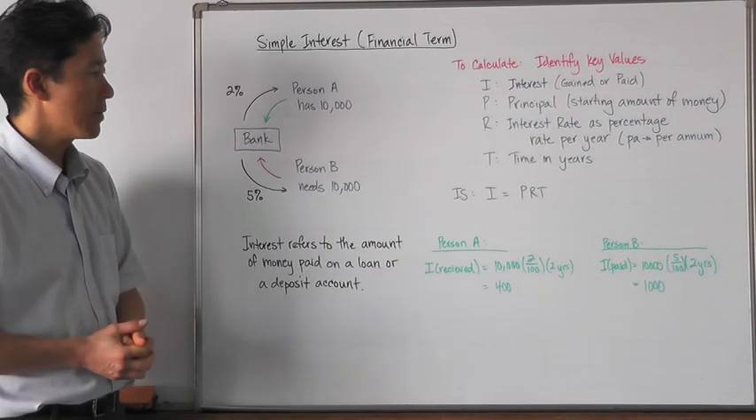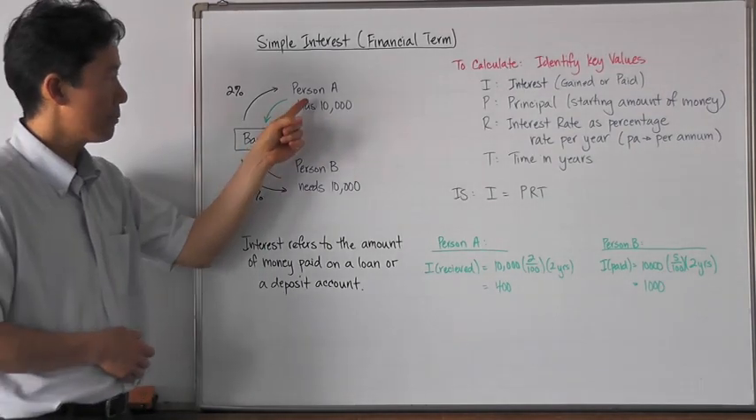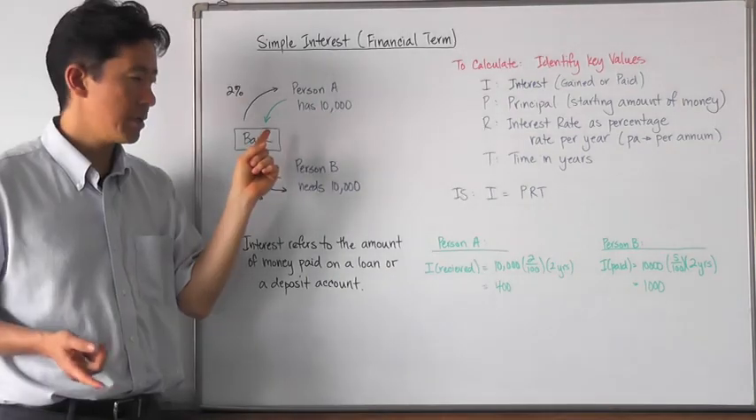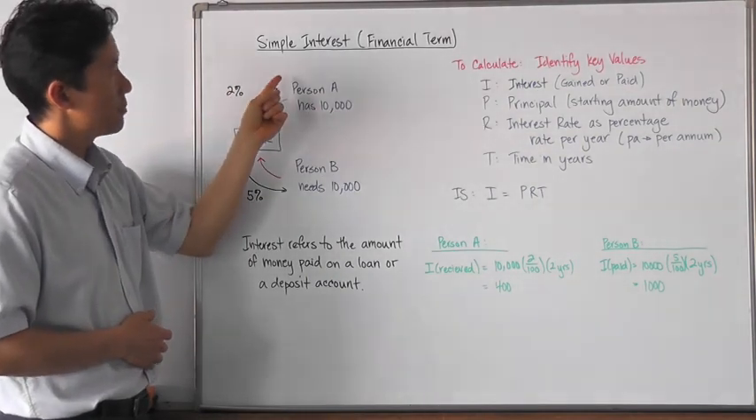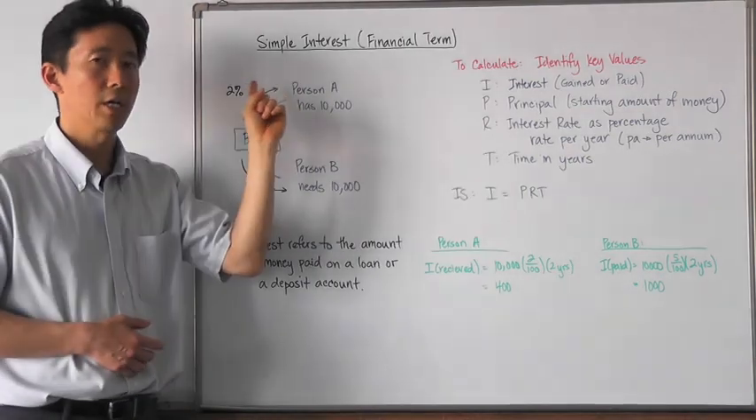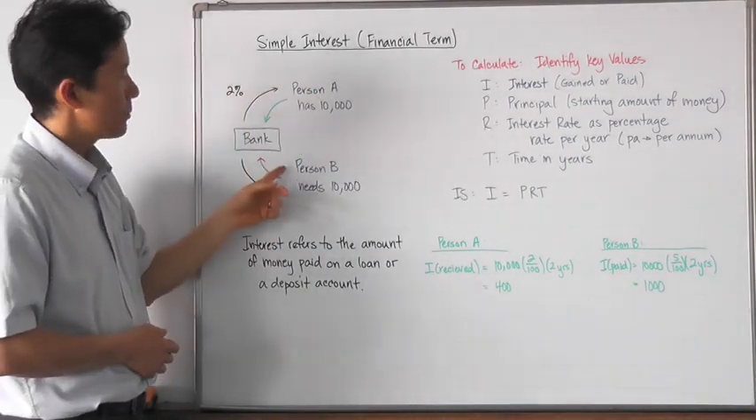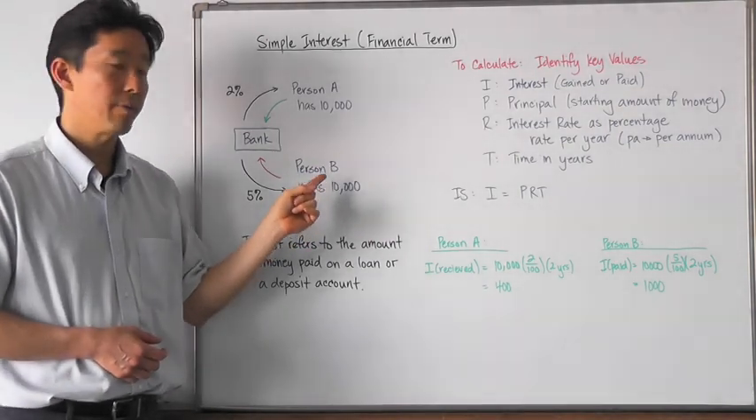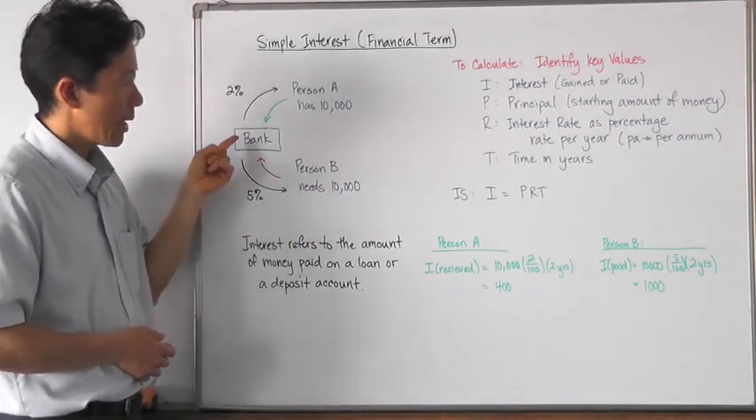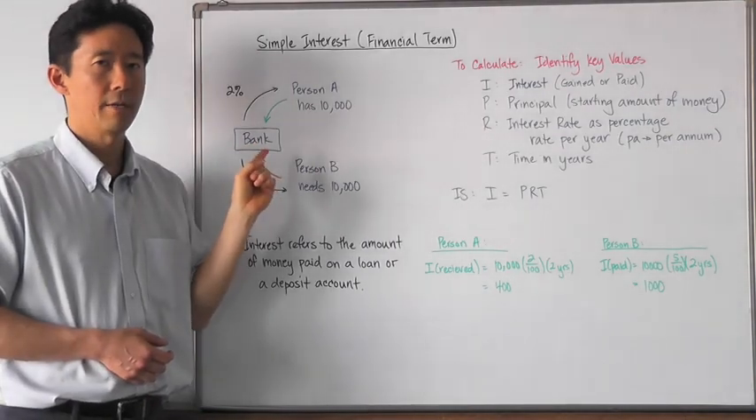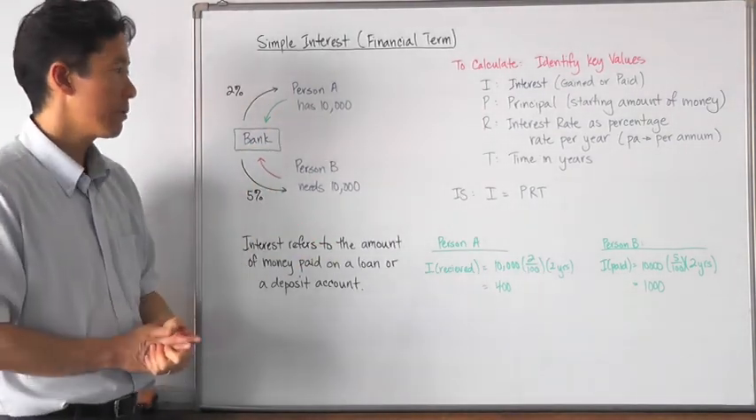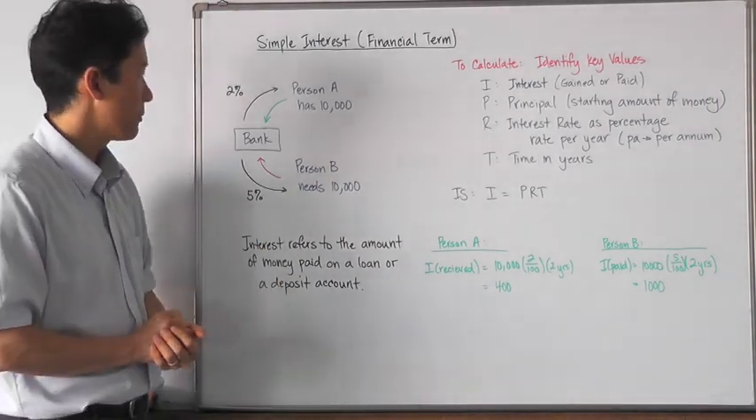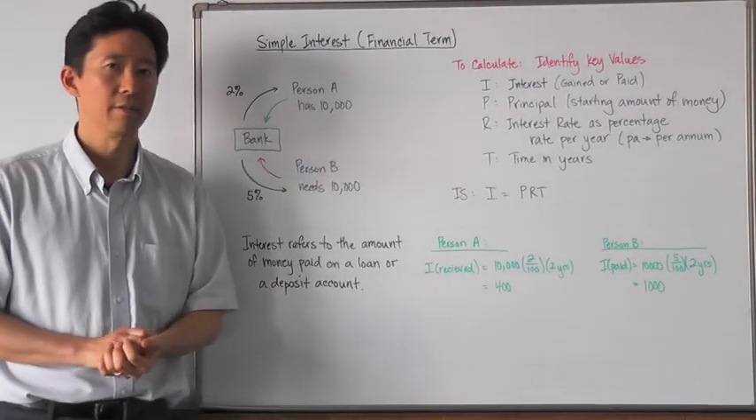So what happens now? Let's think about what happened. Person A deposited 10,000 yen. After 2 years, this person is going to be able to withdraw 10,400 yen. Person B, on the other hand, needed 10,000 yen, and because they borrowed money from the bank, is going to have to pay the bank back 11,000 yen. Hopefully everybody sees now that's how banks make money. And of course, the bank has just made 600 yen.